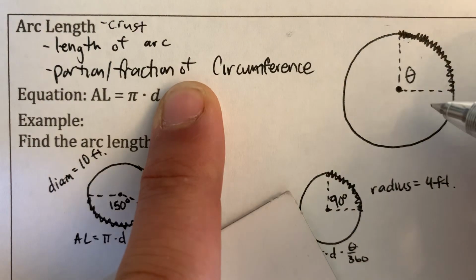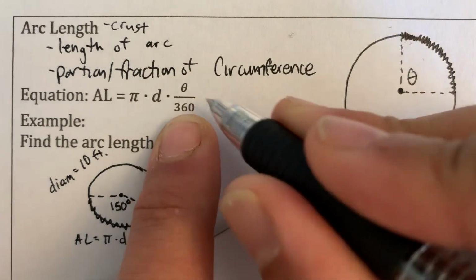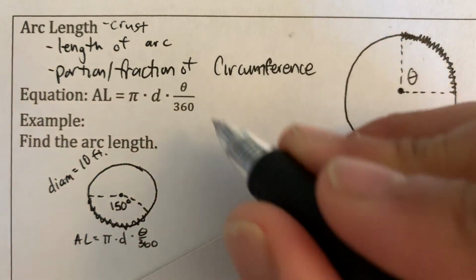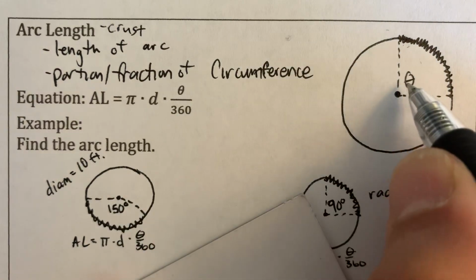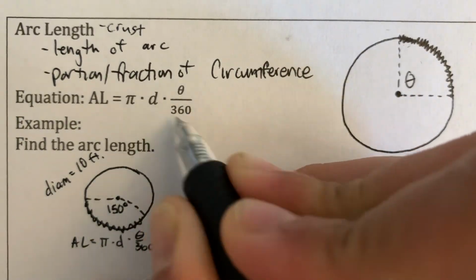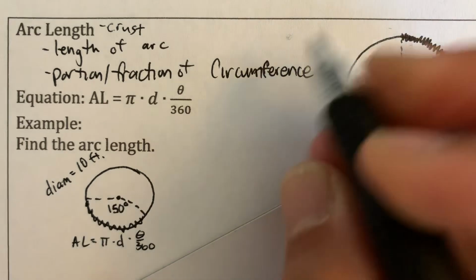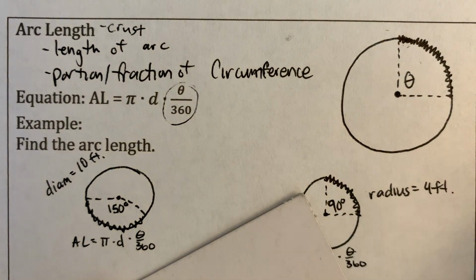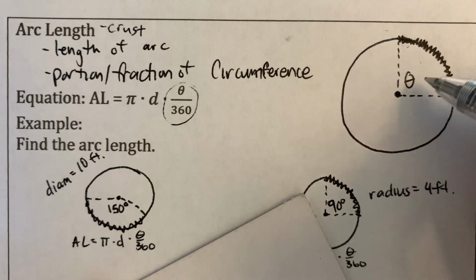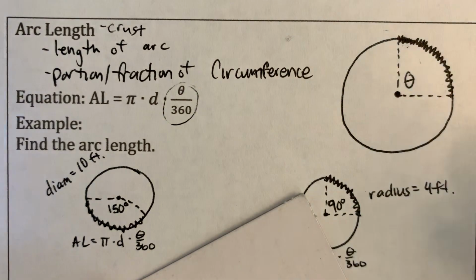But since we just want a fraction of it, we take that circumference and multiply it by, oh, I'm sorry, that's not pi, that's theta over 360. Theta is this angle, and remember there are 360 degrees in an entire circle, so this just represents this little fraction. We do the full circumference and multiply it by that fraction to get this.